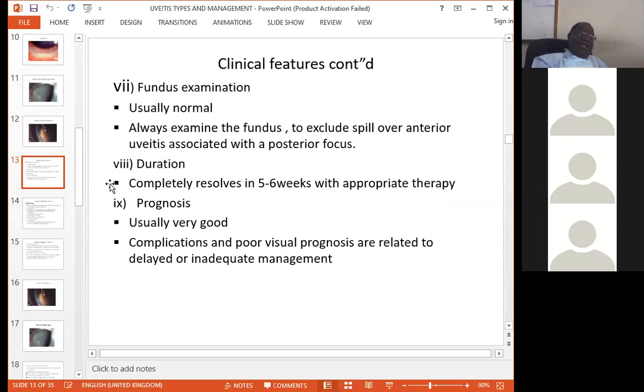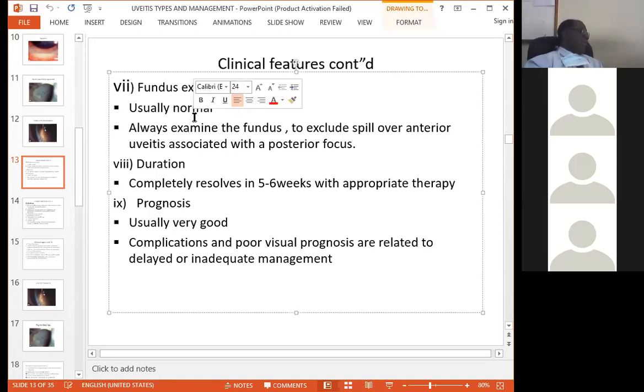So if you find anterior uveitis, there is no harm in trying to do fundoscopy. Just in case what appears to be anterior uveitis is actually a focus in the posterior part, and inflammatory cells are now found in the anterior part. It's always nice to routinely check, because if it is anterior uveitis and you check the posterior part, it's all clear. There's no problem.